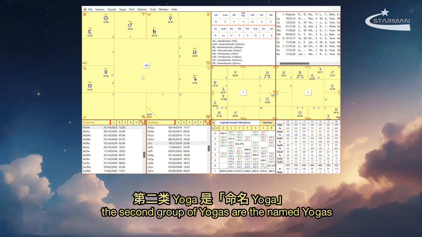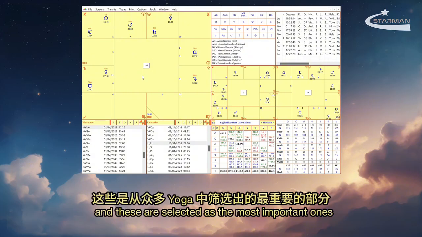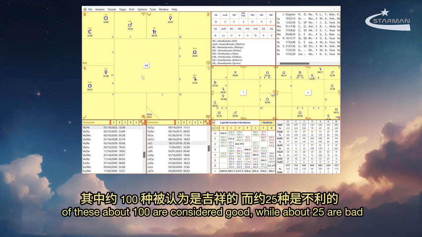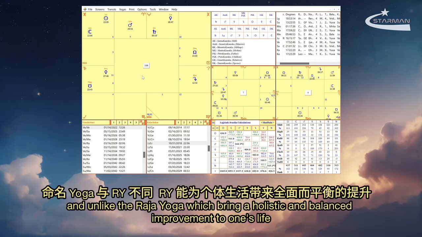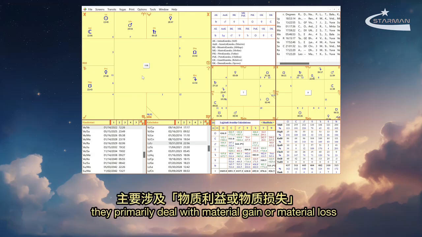The second group of yogas are the named yogas. There are around 125 named yogas programmed into the software, and these are selected as the most important ones. Of these, about 100 are considered good, while about 25 are bad. And unlike the Raj Yoga, which bring a holistic and balanced improvement to one's life, the named yoga are more specific in their influence. They primarily deal with material gain or material loss.